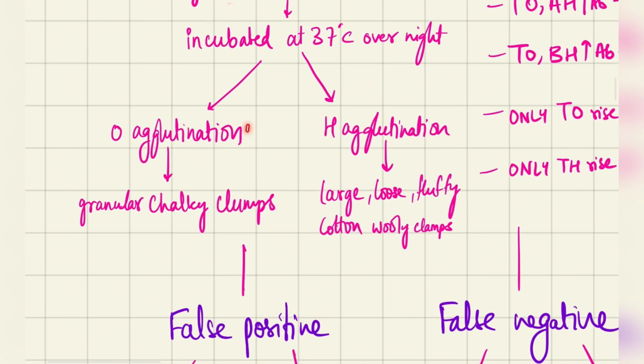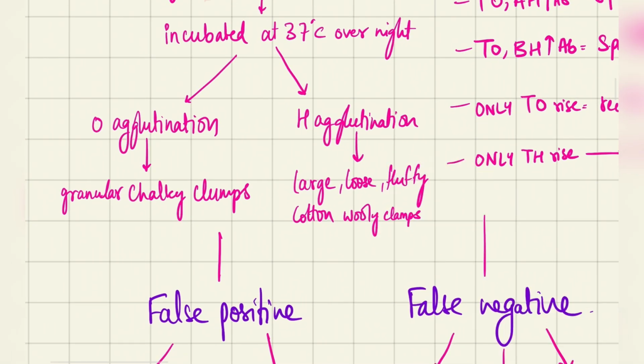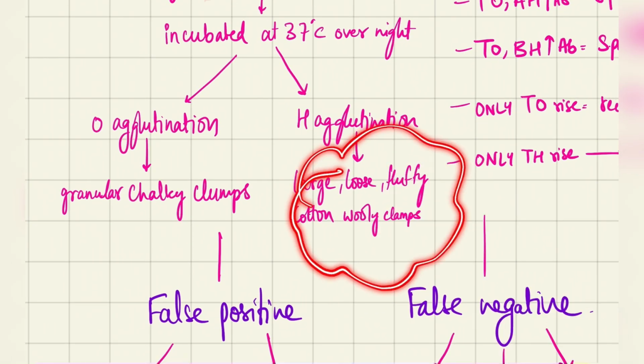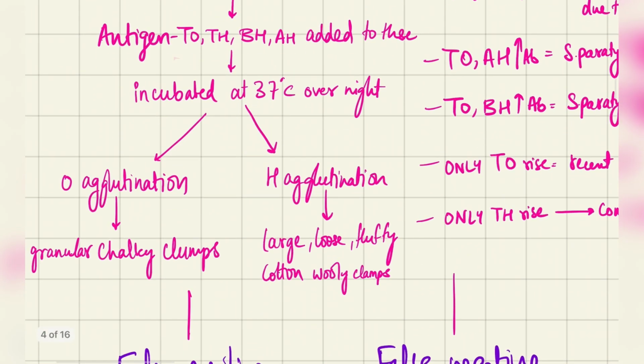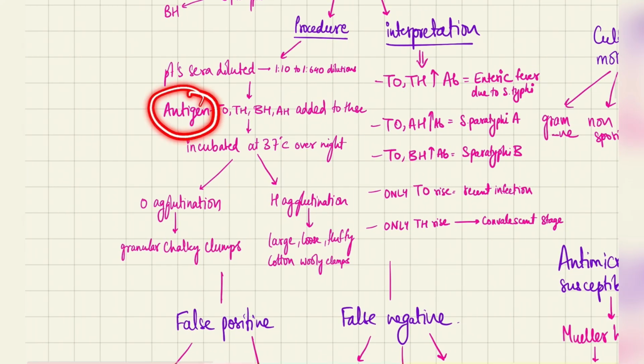Right? So if O agglutination occurs, this will present as granular, chalky clumps. Okay, granular chalky clumps for O agglutination. If H agglutination occurs, that is, flagellar agglutination, you get large, loose, fluffy, cotton woolly clumps. It'll just be larger and fluffier, more clumpy. That's the difference between O agglutination and H agglutination, which we'll see in the Widal test, when you add the antigen to the sera to note the presence of antibodies in the form of agglutination.